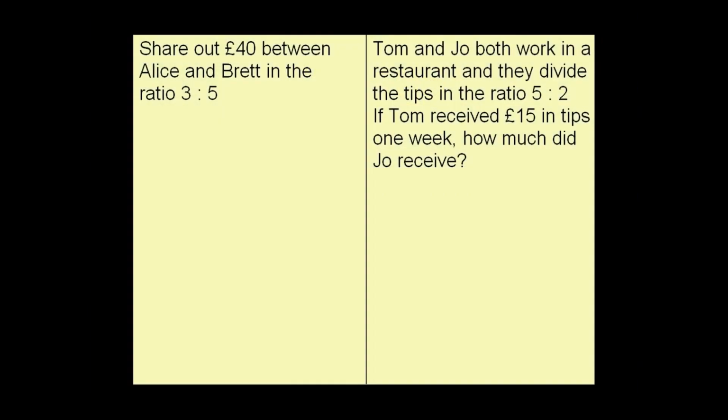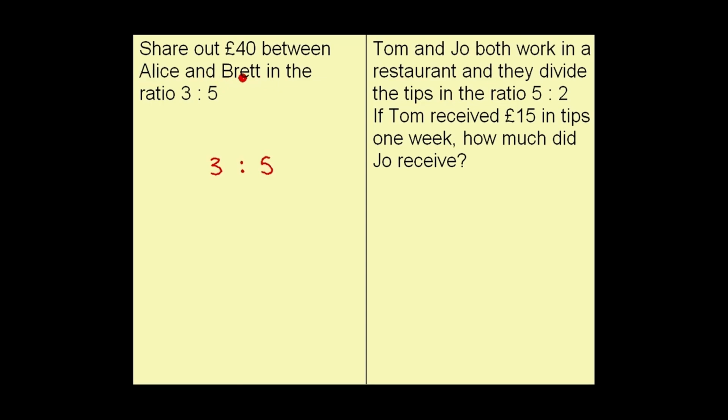There are two main types of ratio question. Types where you're sharing something out, and ones like this one where you're not sharing out. We start each one in the same way. We need to write down our ratio. In the first question, I've got the ratio 3 to 5. I've also got the names Alice and Brett.